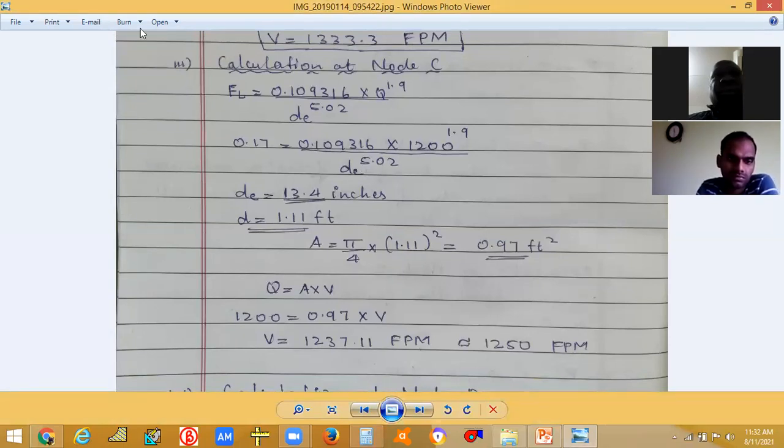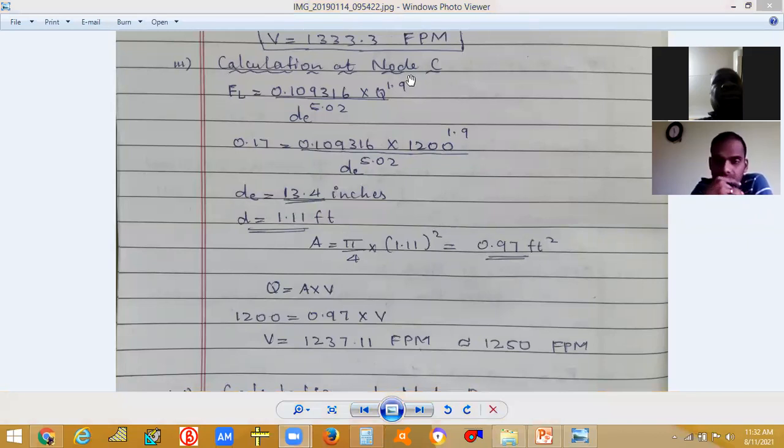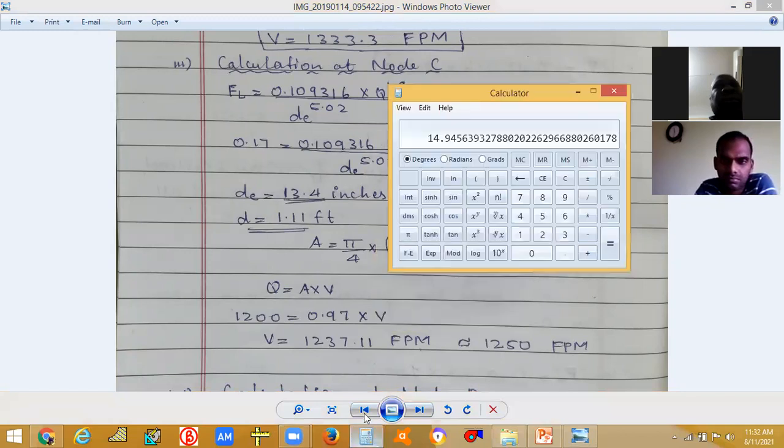So take this BE raised to 5.02 to the side and bring this 0.17 downwards. Let's do one thing. Do 1200 raised to 1.9 and see what that answer is. Once you get that answer, multiply with 0.10 and then divide with 0.17. You want to see it in the calculator. Okay.